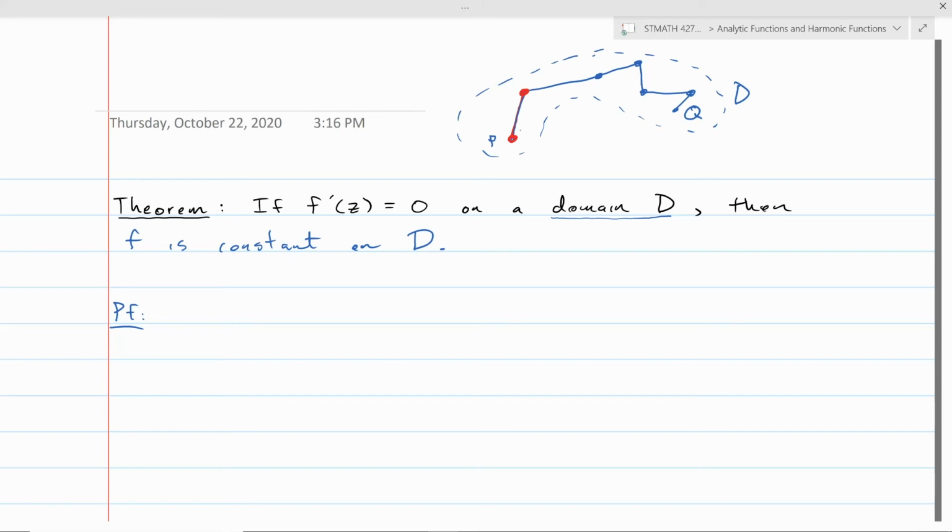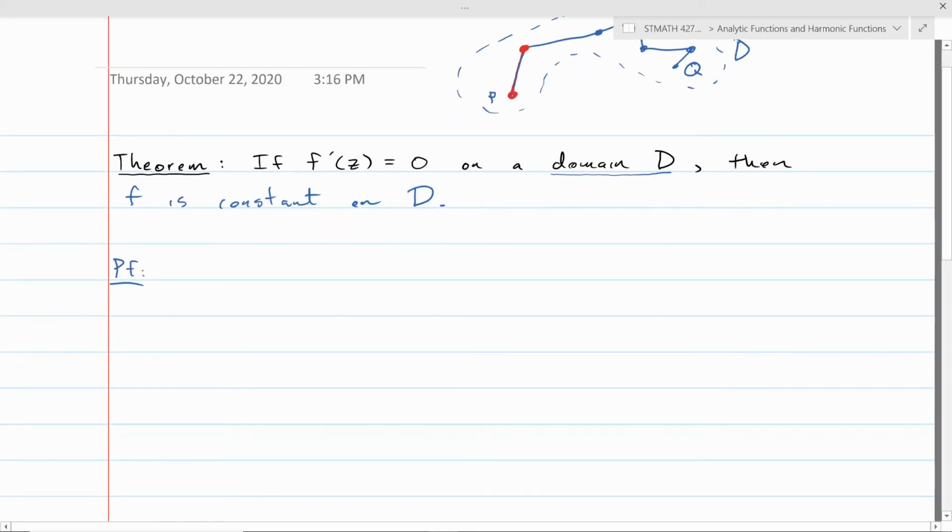From there, we can get to the function being constant on the whole set, because we could just take 2 arbitrary points, and because they can be connected by a sequence of straight lines, the function would be constant on each of those straight line segments. But those line segments share endpoints, and so whatever the value of the function is at the beginning, say the point P, it'll have to be the same at the endpoint Q. That's how we're going to go about this.